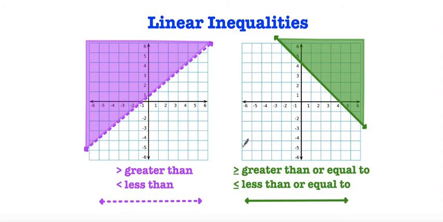And then we have greater than or equal to and less than or equal to. So here we still draw a solid line, and any coordinate on that solid line is a solution to our inequality, and any coordinate in our shaded region is also a solution.